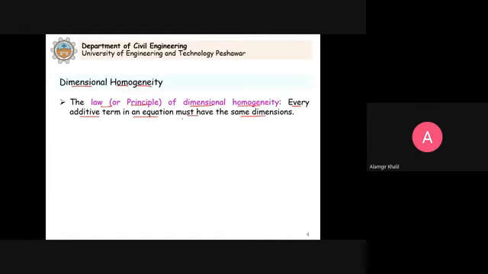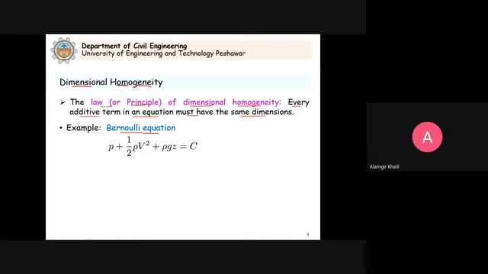For example, we consider the Bernoulli equation. The Bernoulli equation has different forms. This is one of the forms, in which we consider the three forms of energy: pressure energy, kinetic energy, and potential energy. So we can write that in different forms. Clear? One of the forms is this.